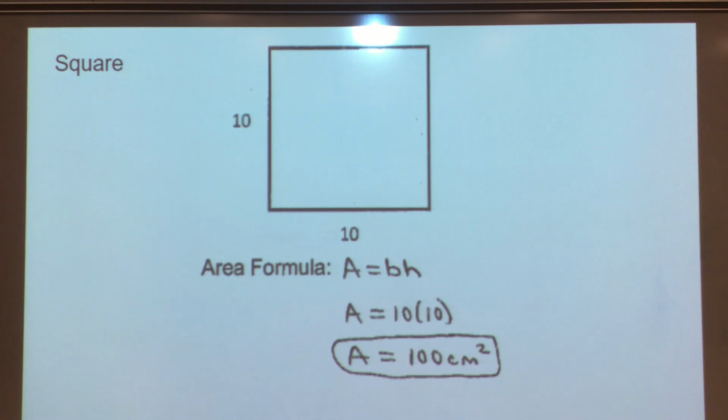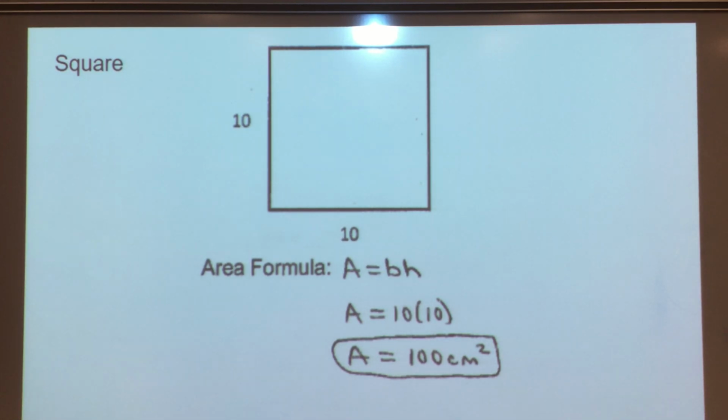As we transition, we move to a square. You'll notice a square and a rectangle are pretty much the same. They have the exact same formula. In fact, a square is a rectangle. It's just a rectangle that has all equal sides, which is a special rectangle that we call a square.